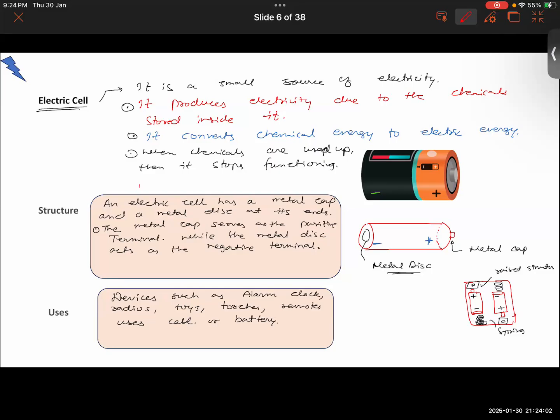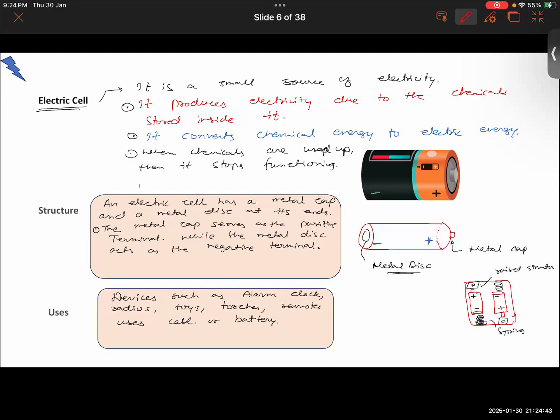Yes, sir. Talking about the electric cell, we have learned it's a small source of electricity. Basically, it produces a small amount of electricity with the help of which small devices are powered. And how does it work? It has chemicals stuffed in it, which produce chemical energy that is converted to electrical energy. Using that, we are able to power toys, torches, and small devices. When all the chemicals are used up, the electric cell stops functioning.